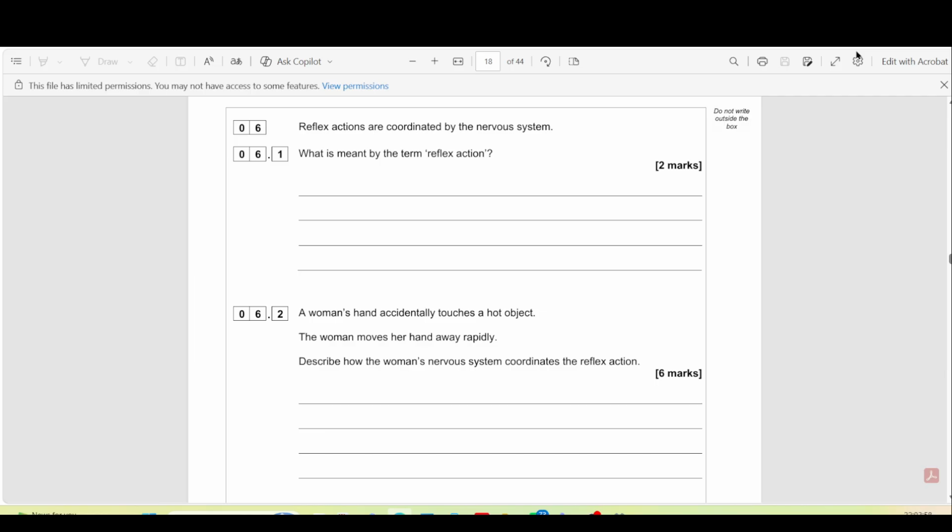The endocrine system coordinates many internal functions of the body. Give three ways coordination by the endocrine system is different from coordination by the nervous system.